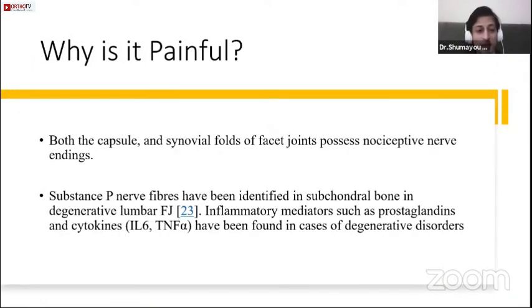And why is it painful? It's painful because the capsule and the synovial folds inside the joint both possess nociceptive nerve endings. Substance P nerve fibers have also been identified in the subchondral bone in the degenerative lumbar facet joint. And inflammatory mediators such as prostaglandins and cytokines have been found in these cases.